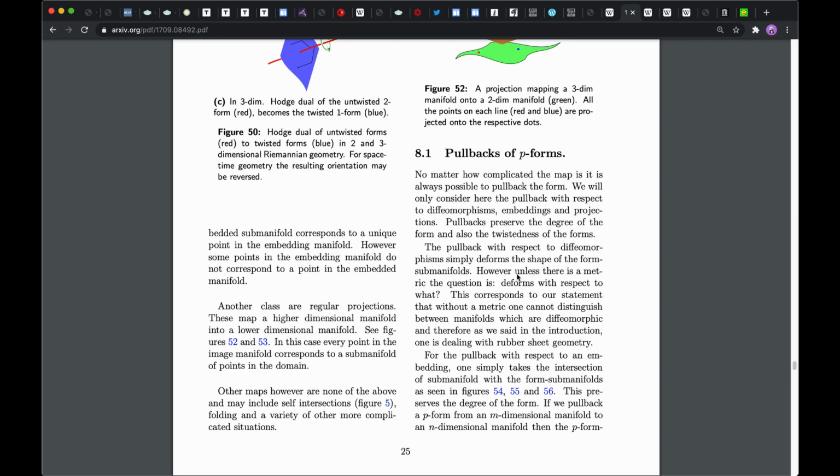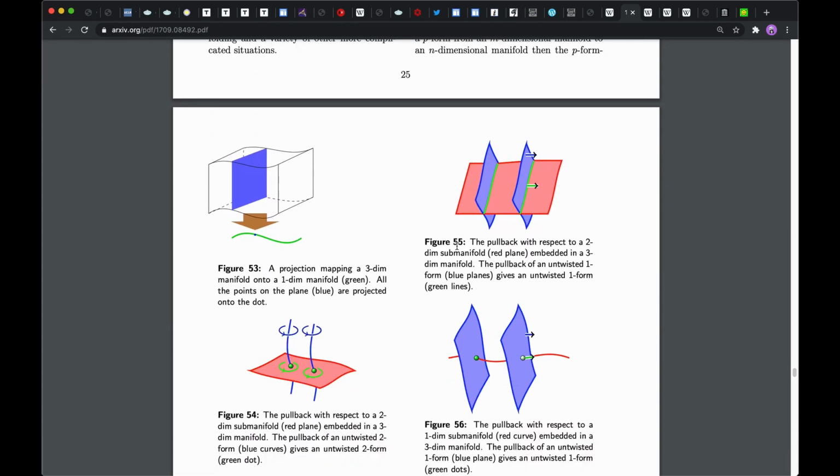Now we have the notion of the pullback. Pullback means that, having two manifolds and a smooth map between them, and having a form on the target one, we can pull it back to the source one. And that's why it's called pullback. So basically, having a form in the target, we can pull it back to the source and obtain a parent form there. To understand that, we need to take a look at the pictures.